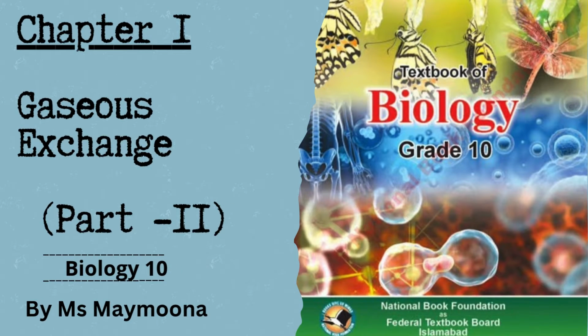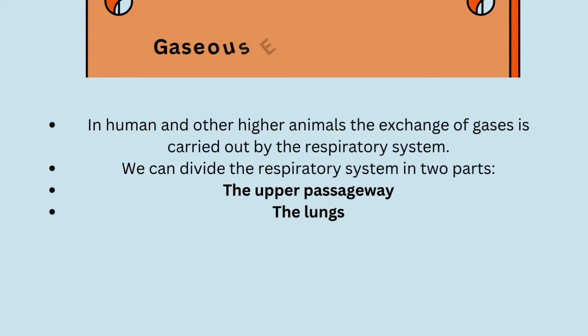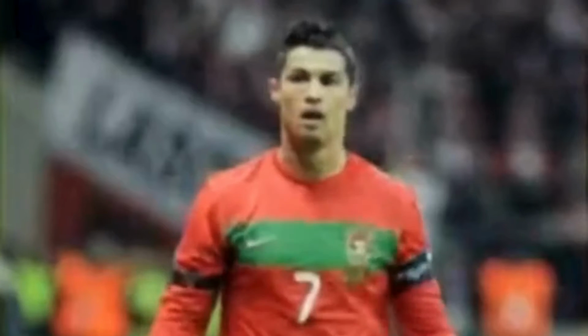Let's start today's lesson, Gaseous Exchange Part 2. In this lesson, we are going to talk about the gaseous exchange in humans. In humans and other animals, the exchange of gases is carried out by the respiratory system. We can divide the respiratory system into two parts, the upper passageway and the lungs. Let's see the air passageway first.